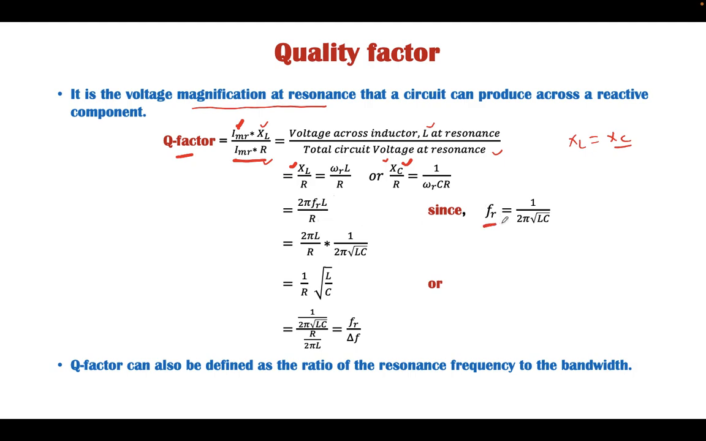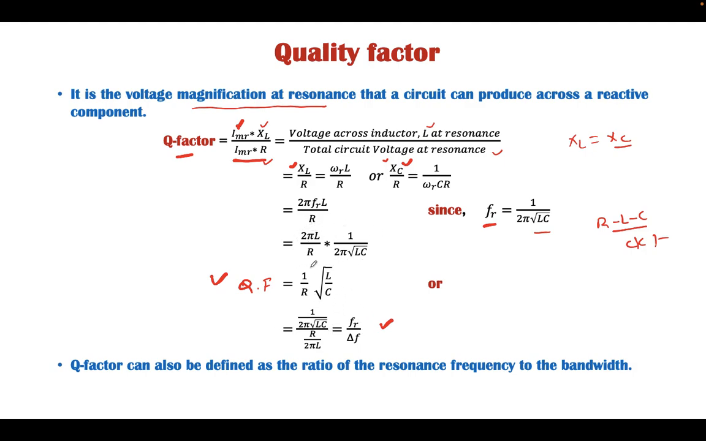Since we know FR is equal to 1 by 2 pi under root LC in an RLC series resonant circuit, considering this value as FR, the function can be rewritten as quality factor QF is equal to 1 by R under root L by C. Or simply it can be written as 1 by 2 pi under root LC upon R by 2 pi L, which is equal to FR upon delta F. By definition, quality factor is this equation.